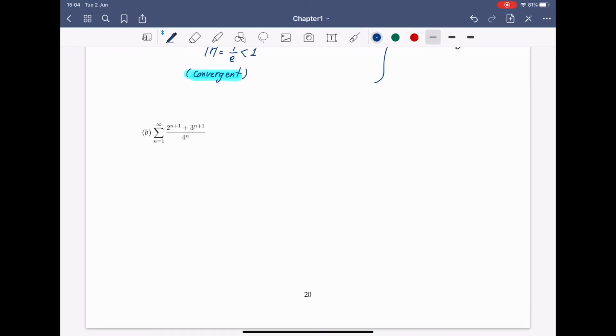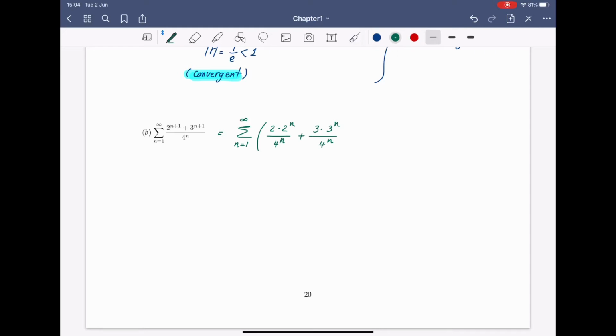So we have the series like that. For sure we need to simplify first. So I'm going to simplify this thing. I have summation n from 1 to infinity of, let's pull out the number 2, so I have 2 times 2 to the n over 4 to the n, right? And then plus 3 times 3 to the n over 4 to the n.